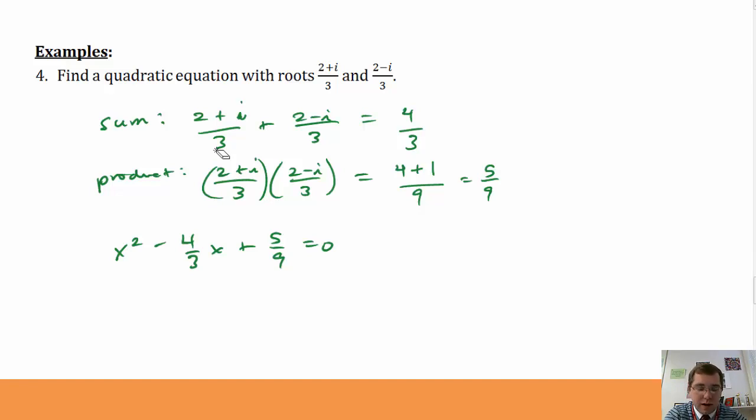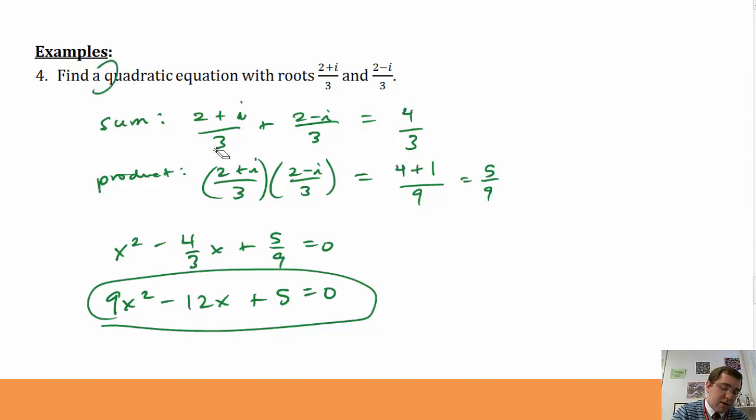All I have to do is multiply the whole equation by another number. I can also clear the fractions if I don't like the fractions. I can multiply everything by the common denominator of 9 and get 9x squared minus 12x plus 5 equals 0. That would be a quadratic equation that has those roots. And again, I could multiply everything by, say, 2, and I have another quadratic equation that also has those same roots. But this is a quadratic equation, and that's all I'm asked for, is find a quadratic equation with those roots.